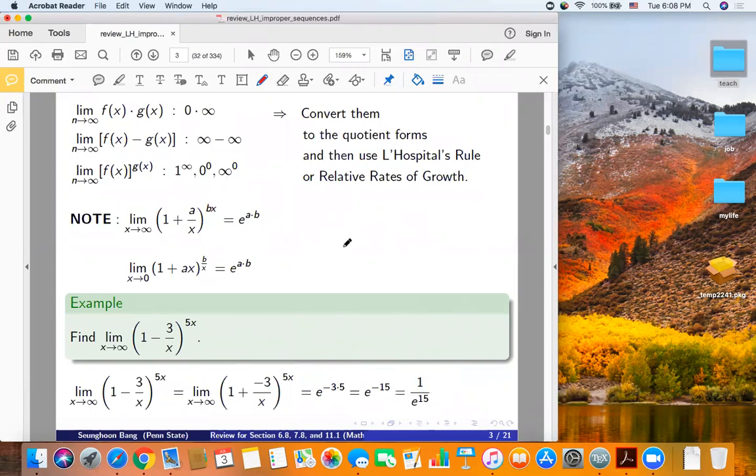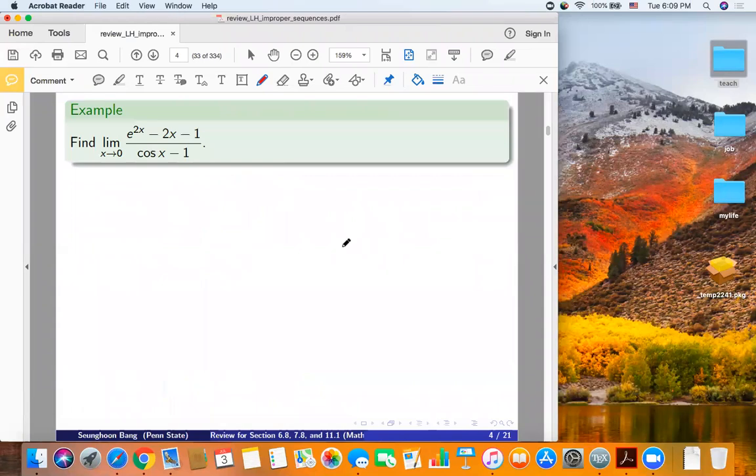So next one. Let me see. So this is an indeterminate form. What's an indeterminate form? We have 0 over 0 or infinity over infinity. Is it right? So 0 over 0. Yes, it's good. You can plug in.